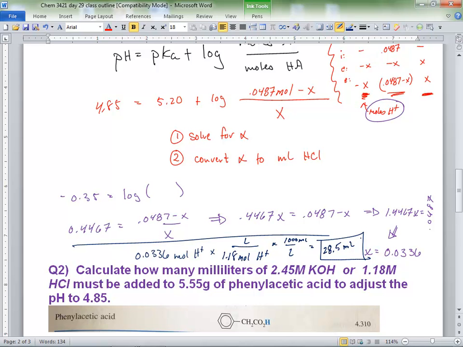So now when you're doing the base here, this phenylacetic acid, yeah, it's the acid form. You're going to do the base. So you have to be adding NaOH. Or sorry, you have to be adding KOH. That's right.